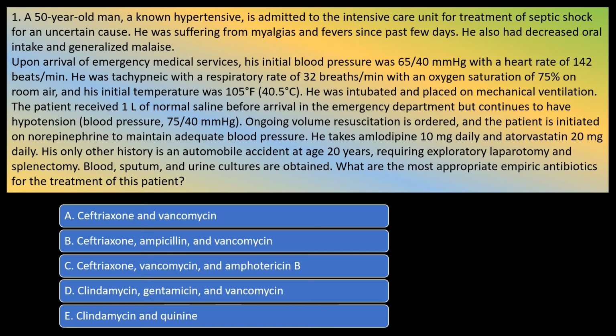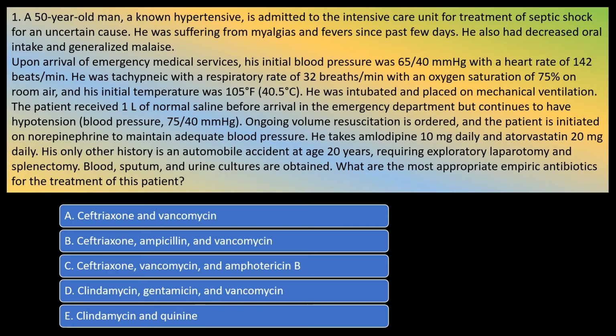So this is question number one. A 50-year-old man, a known hypertensive, is admitted to the intensive care unit for treatment of septic shock for an uncertain cause. He was suffering from myalgias and fever since past few days. He also had decreased oral intake and generalized malaise. Upon arrival of emergency medical services, his initial blood pressure was 65 over 40 mm of mercury with a heart rate of 142 beats per minute.